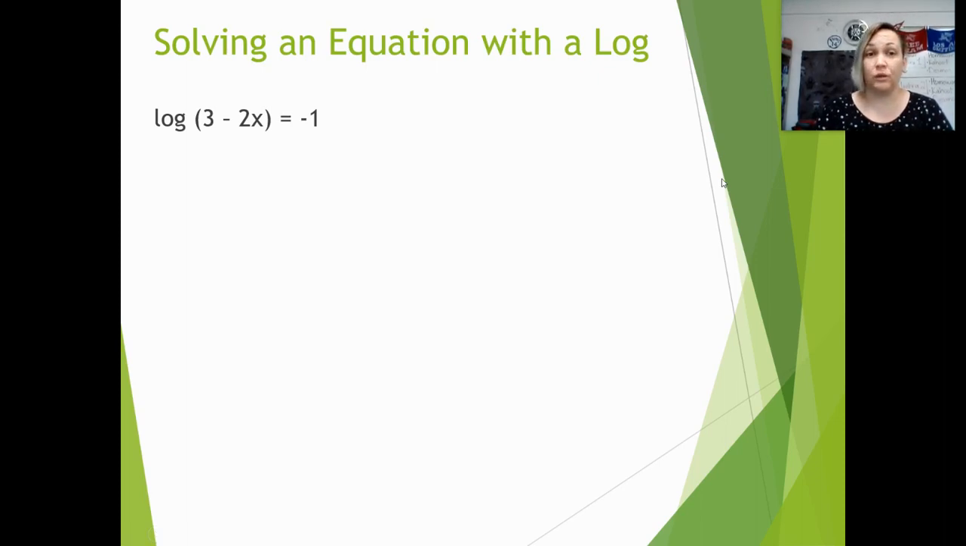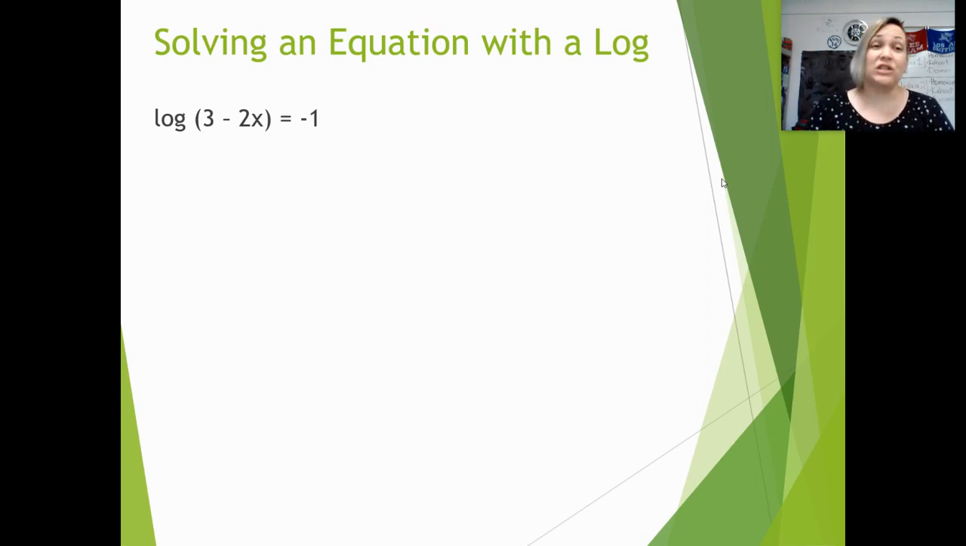All right, so when we were doing exponential equations, we looked at them and we said, I need to change this into log form. Well, when we're doing log equations, we're going to do the opposite. We're going to look at this and say, I should probably change this into exponential form. So if you start a problem with the word log in it, then you want to change it to exponential form. You want to get rid of the word log.